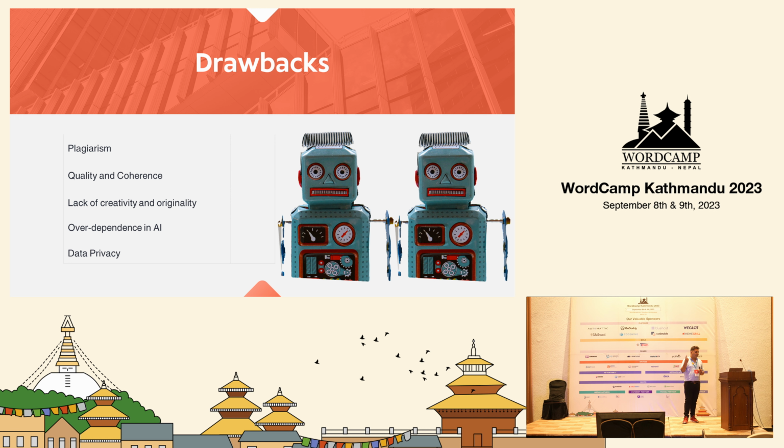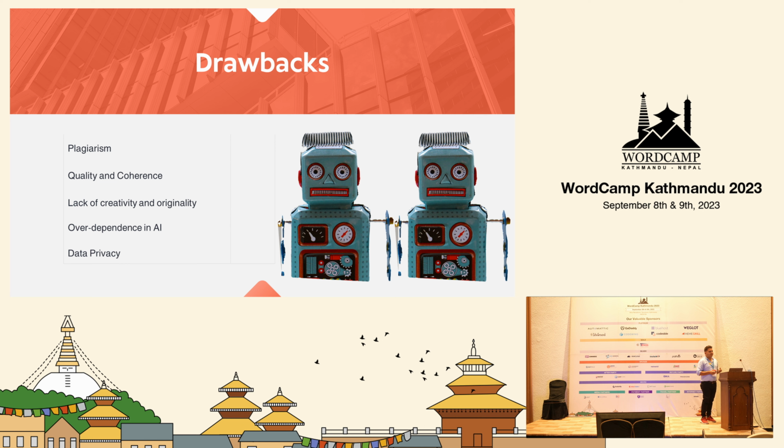There might be an issue of plagiarism because it is feeding on our data and giving suggestions from it. And like I told earlier, if you copy everything, you might actually be copying some parts of the code of some other products also. So you need to be very careful about that. Quality and coherence: everything AI suggests might not be of optimal quality, right? So we need to make our own judgment also regarding that.